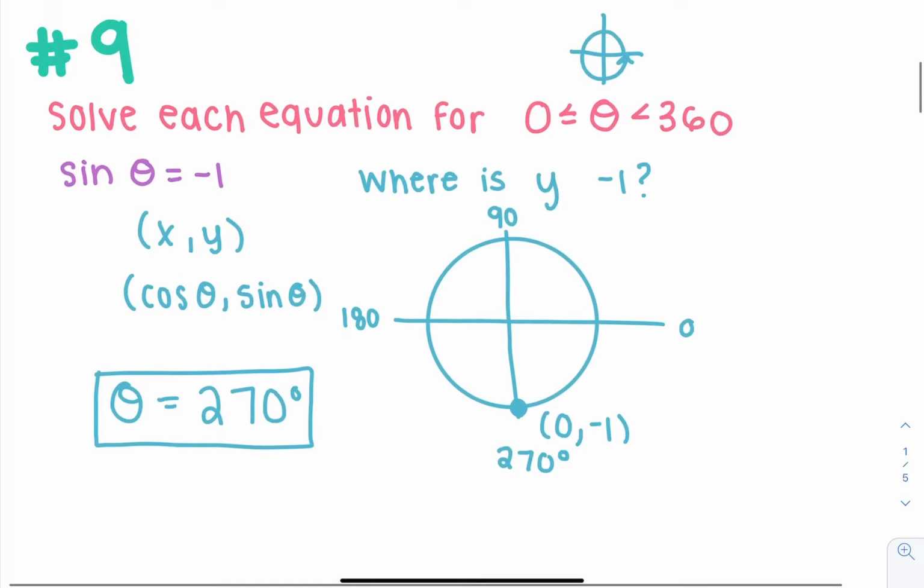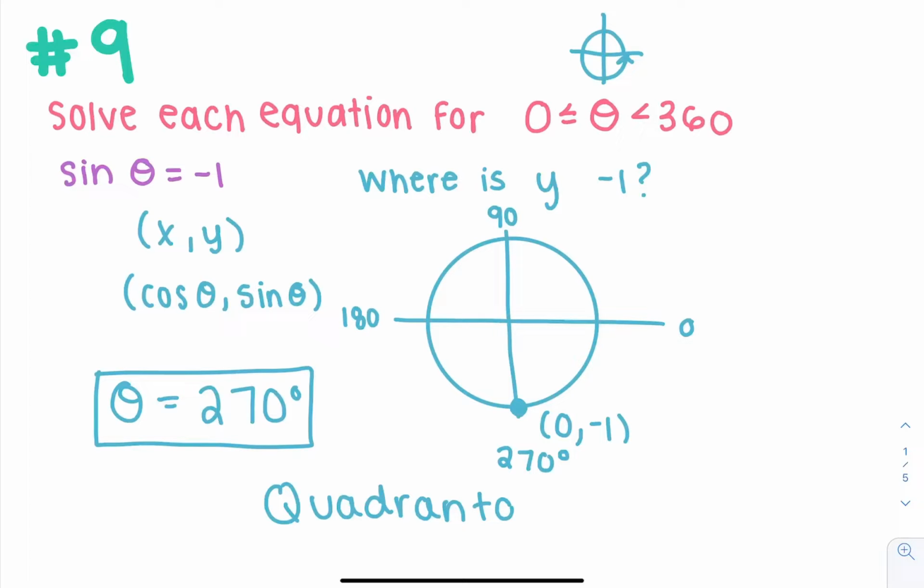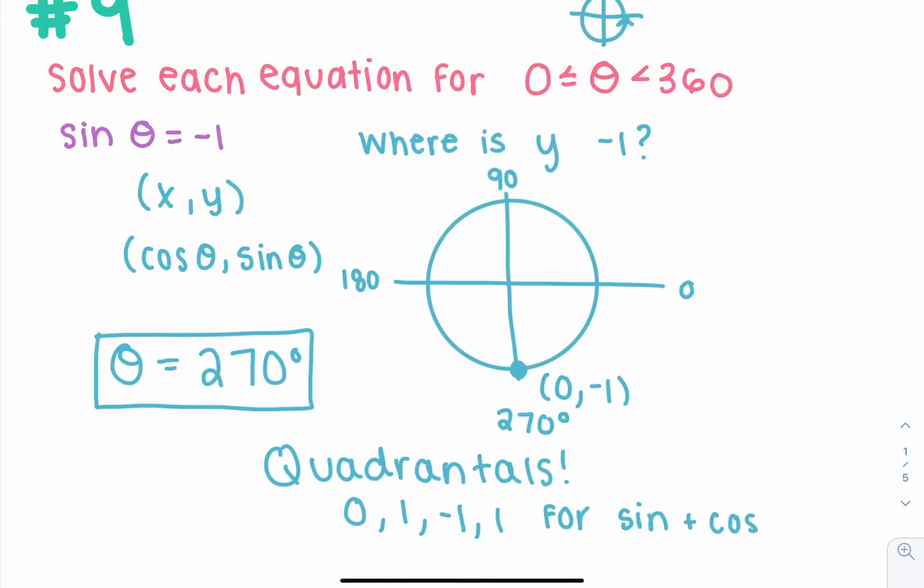So in these problems, you want to remember your quadrantals. So go back and look at your notes about quadrantals. Any time you see something with 0, 1, or -1 for sine and cosine, it's probably one of these 4 spots.